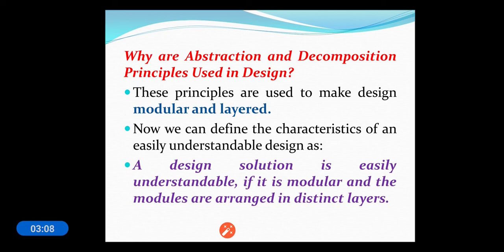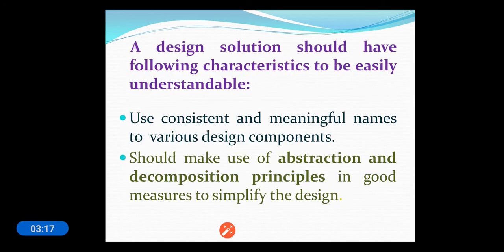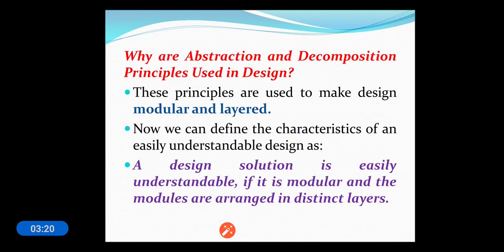So we can say a design solution is easily understandable if it uses consistent and meaningful names for various design components, and if the design is modular and the modules are arranged in distinct layers. That is the layered arrangement of modules. Whenever a design solution has modularity and a layered arrangement of modules, we can say that the design solution is understandable. So now we need to know what this modularity and layered arrangement of modules is.